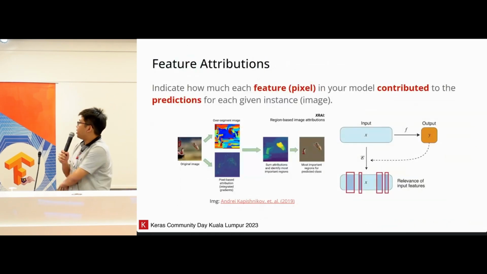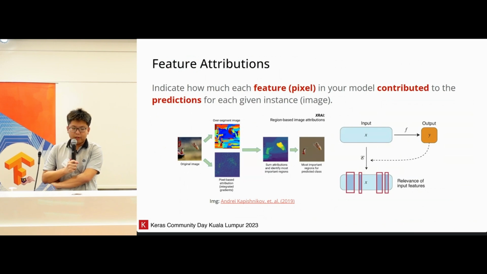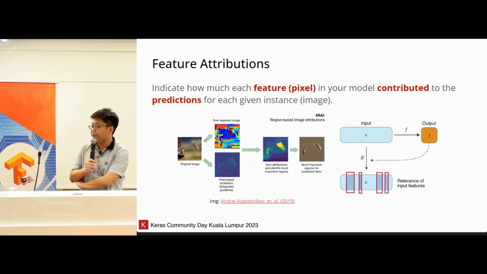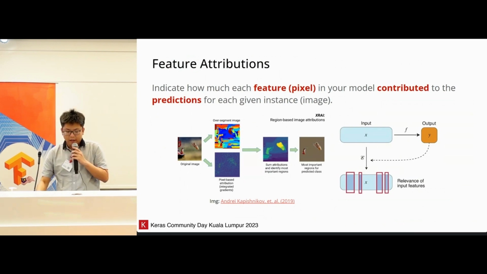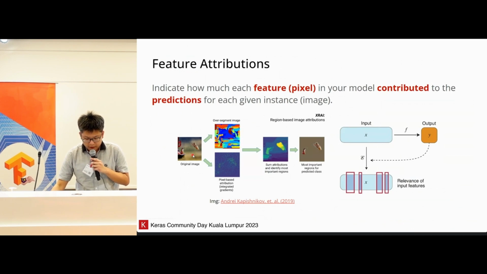So what is feature attribution? It indicates how much each feature in your model contributes to the prediction for each given instance image. So this is the original image. There are birds. Then you try to classify, is there a bird inside or not? The answer will be yes or no, right? So the answer is yes.